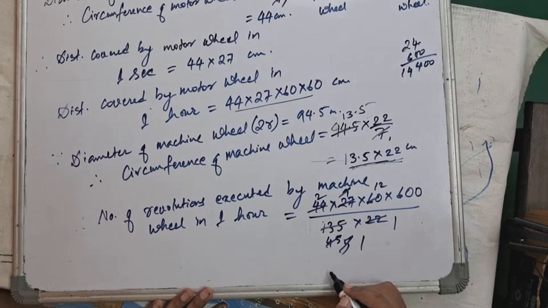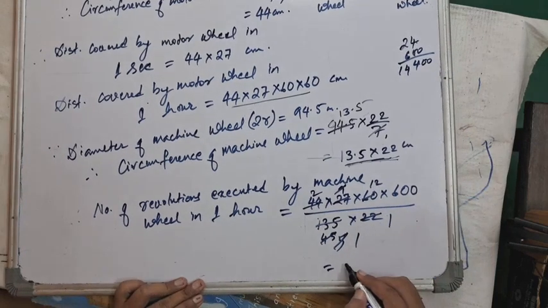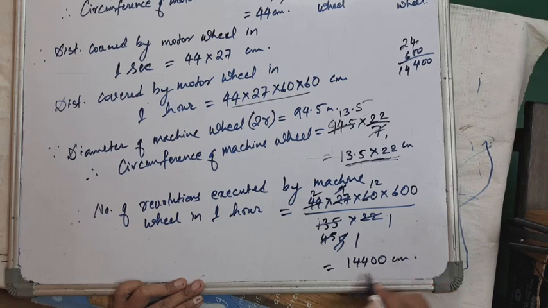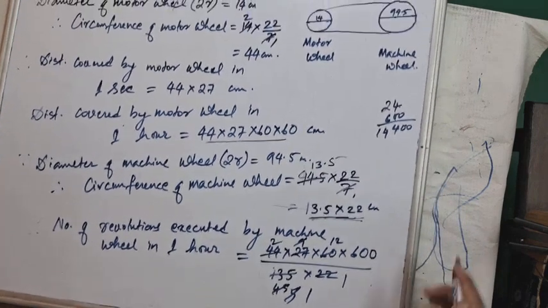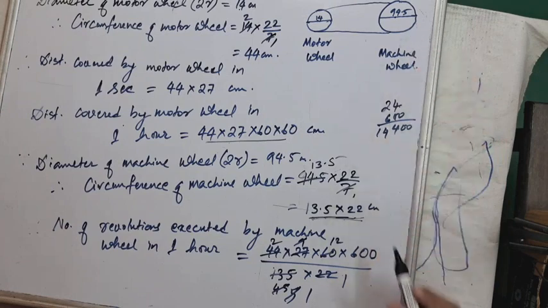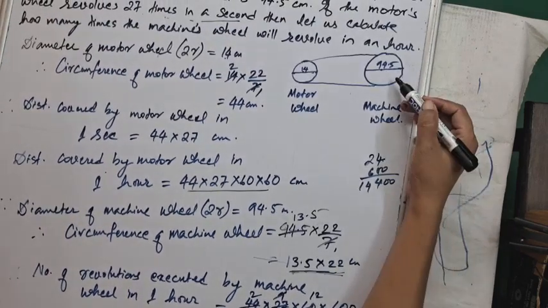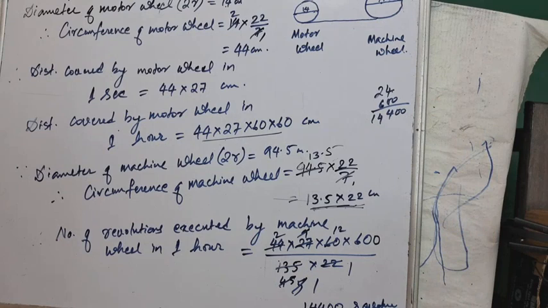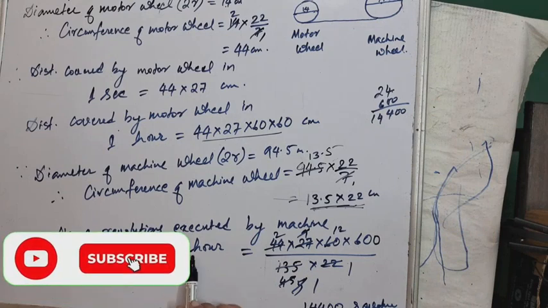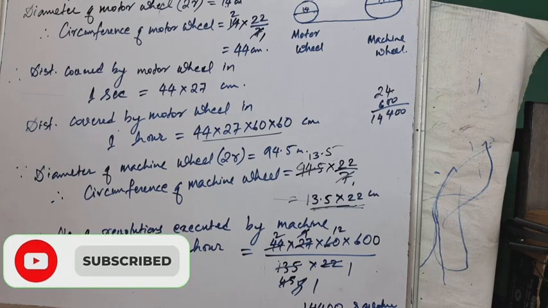So we have 14400. That means this machine wheel will revolve 14,400. This is not centimeter, sorry, this is revolutions. This machine wheel will revolve 14,400 revolutions in 1 hour. I hope you got this. Now let us do the next question.